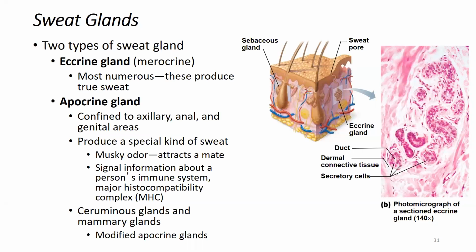And then finally, the ceruminous glands and the mammary glands are examples of modified apocrine glands, and they basically are found in the ear. So the ceruminous glands secrete earwax, whereas the mammary glands secrete milk, right? They help lactate.